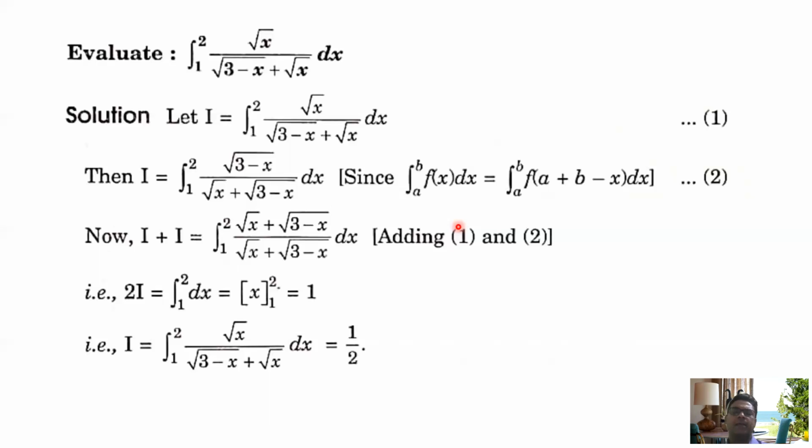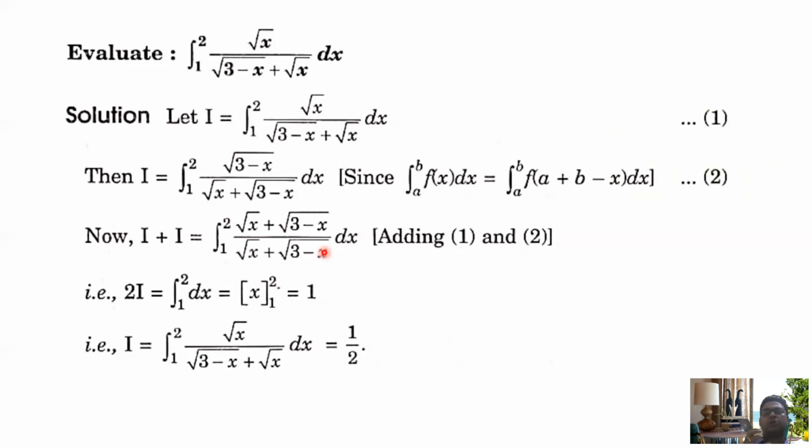Now we want to apply this property, a to b f(x) dx is equals to a to b f of a plus b minus x dx. So write down, that is I is equals to 1 to 2, that is 3 minus 1 plus 2, that is 3 minus x, root under x plus root under 3 minus x. If I add 1 and 2, I plus I is equals to 1 to 2 x plus root under 3 minus x, x plus root under 3 minus x.